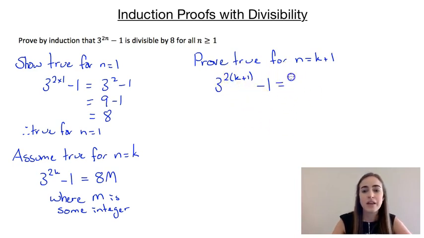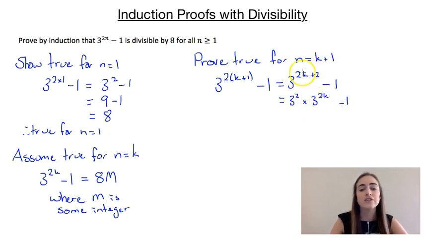So I'm going to expand that out, so I'll have 3 to the power of 2k plus 2 minus 1. Then I'm going to split this into 3 squared times 3 to the power of 2k, minus 1. So that's because when we multiply things with the same base, we can add their powers. So my 3 squared is here, and my 3 to the 2k is this bit here. Now that's going to be 9 for the 3 squared, and for this 3 to the power of 2k, I'm going to use this here.